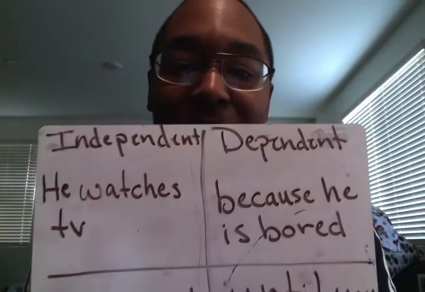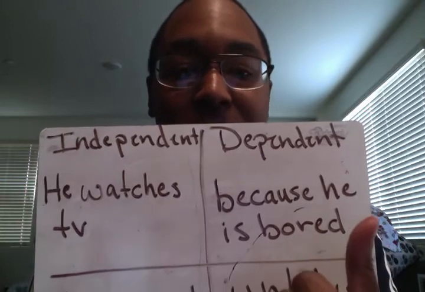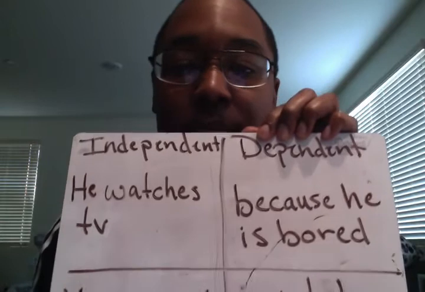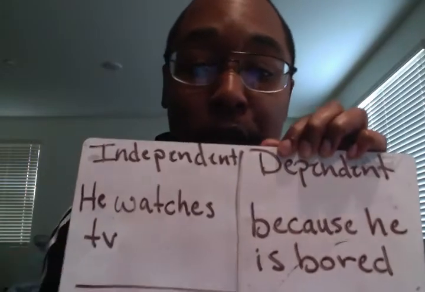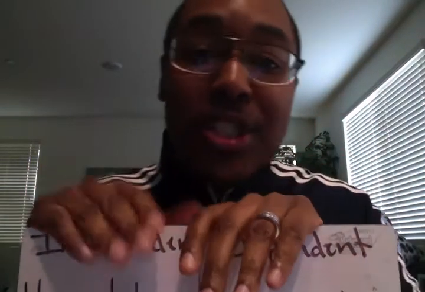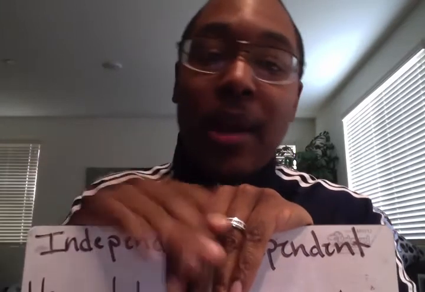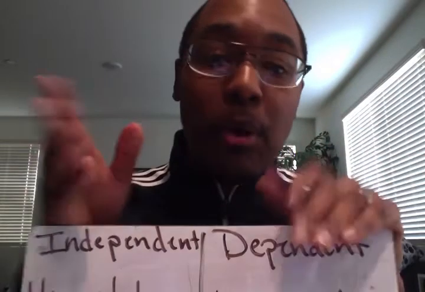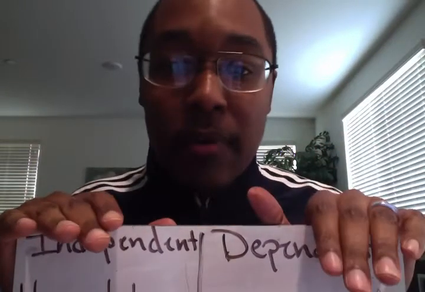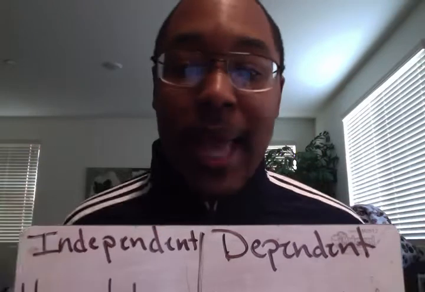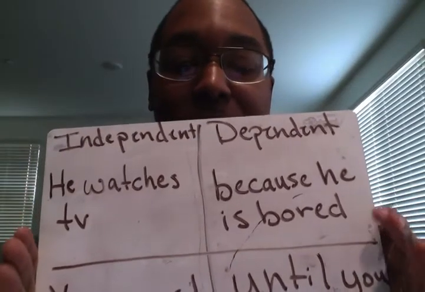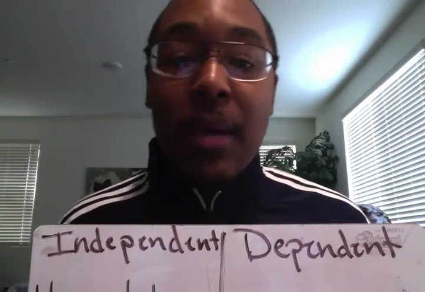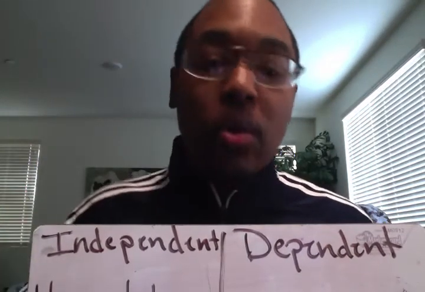On one side, I have my independent clause. On the other side, I have my dependent clause. He watches TV. Subject, verb, boom. That right there is an independent clause. Three words, subject, verb. I don't have to add any more to that. I could leave it all alone by itself. But if I decide to add more to it, like because he is bored, that will still make it a complete thought. That makes it one total complete sentence.